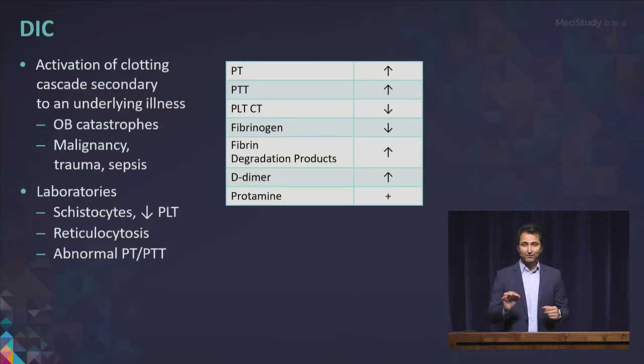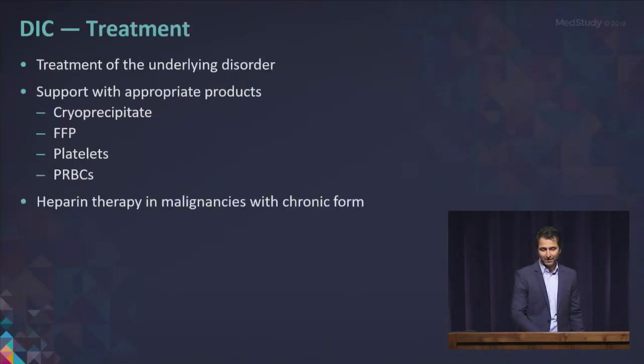So again, even if you don't quite understand everything that's going on in the question, if you remember some of these things, you'll easily cross things off of your answer choices and get the problem right. The treatment for DIC is just supportive. You treat the underlying disorder and you give blood products.